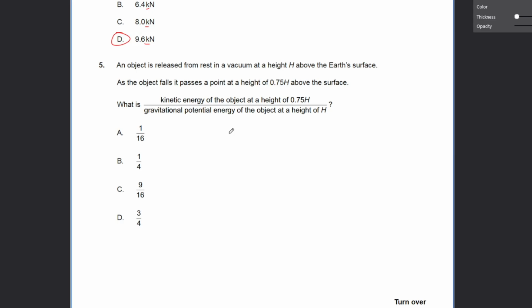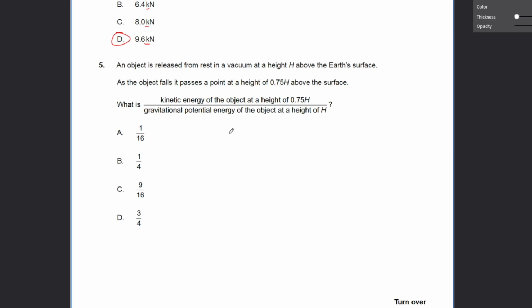But it's released from rest in a vacuum at a height h above the Earth's surface. As the object falls, it passes a point at a height of 0.75 h above the surface. And we're asked to find the kinetic energy of the object at a height of 0.75 h over the gravitational potential energy of the object at a height of h.